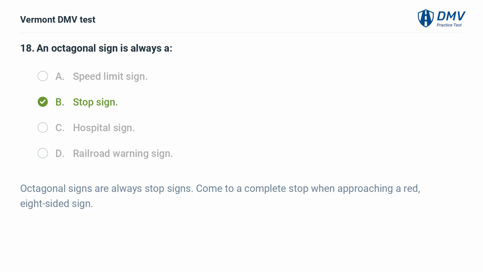Octagonal signs are always stop signs. Come to a complete stop when approaching a red, 8-sided sign.